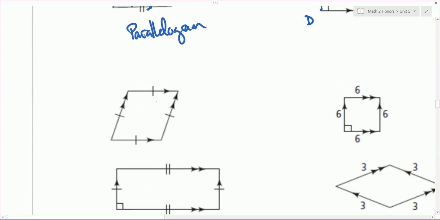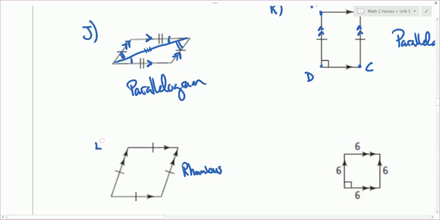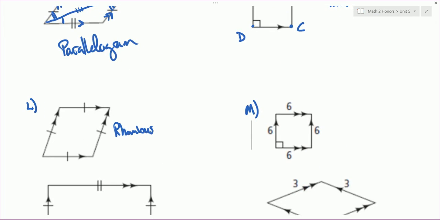This next one, opposite sides are parallel and opposite sides are congruent. This is a rhombus. This is L. M. We have all sides the same length, so it's definitely a rhombus, but we have one corner that is 90 degrees, and because all sides are parallel, adjacent angles add up to 180, so that gives us 4 right angles. So this is a square.